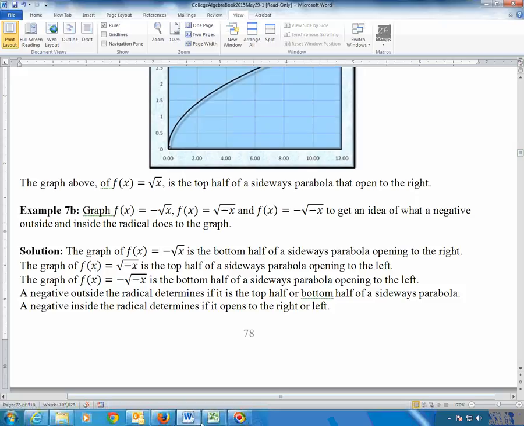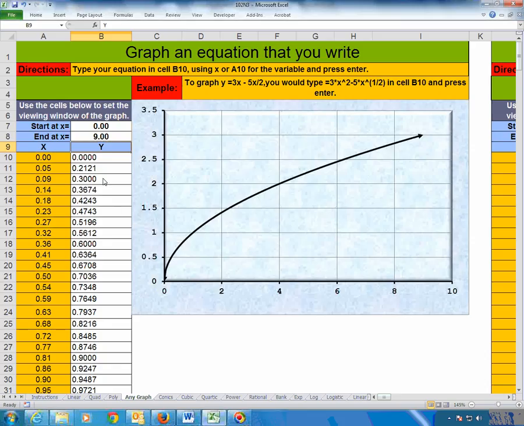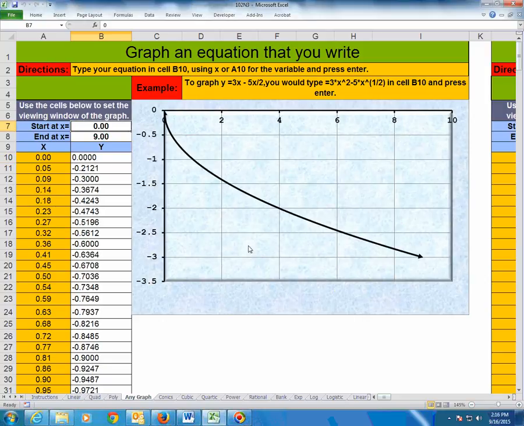Now how about a graph like this? The negative square root of x. Well, let's take a look at these. To graph the negative square root of x, just put a negative in front of the square root. And you get the bottom half of a sideways parabola opening to the right.